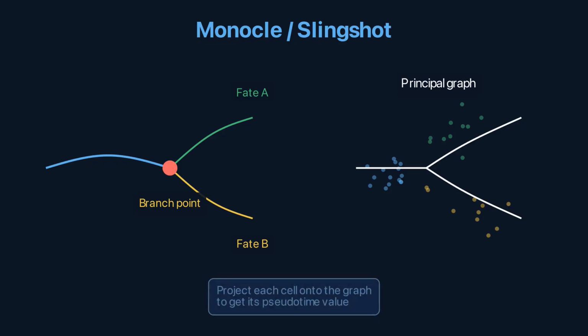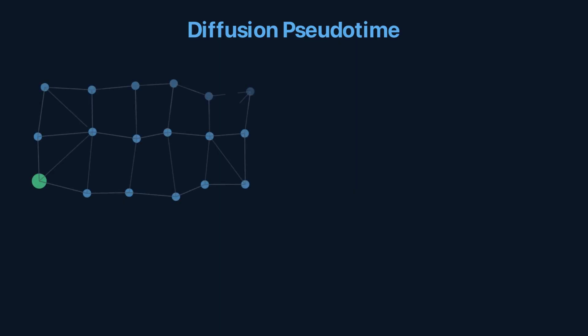Monocle 3 uses a principal graph learning algorithm called SimplePPT. Slingshot fits principal curves separately for each lineage. Diffusion pseudotime takes a different approach. Build a KNN graph connecting similar cells. Compute the transition matrix, the probability of moving from each cell to its neighbors. This is a Markov chain from the board game video.